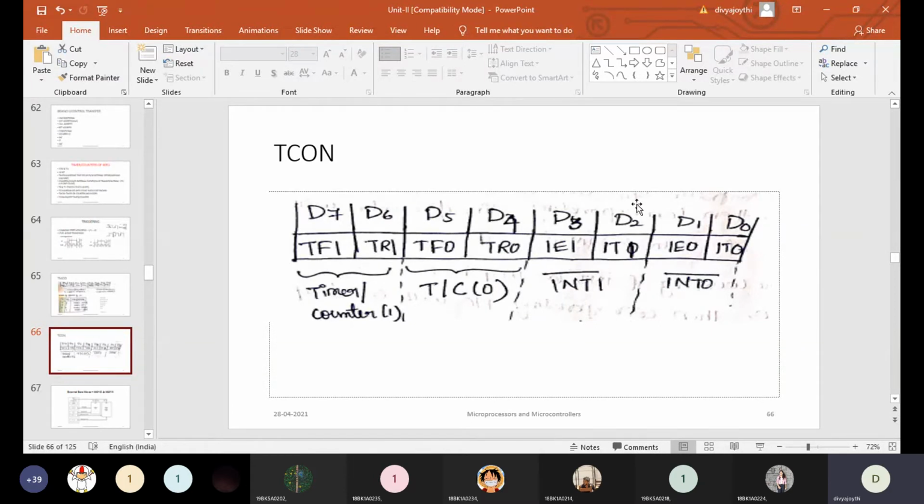So that is the interrupt information: whether the interrupts are level triggered or edge triggered, and how the external interrupts are being handled. That information is provided by the lower nibble.